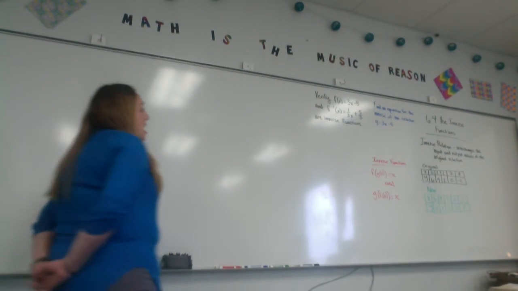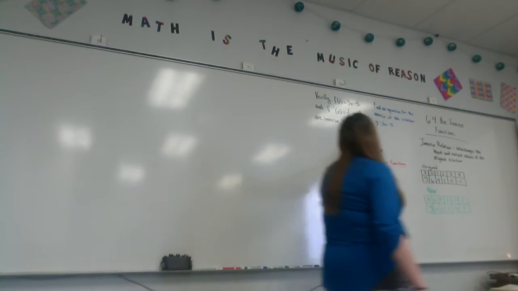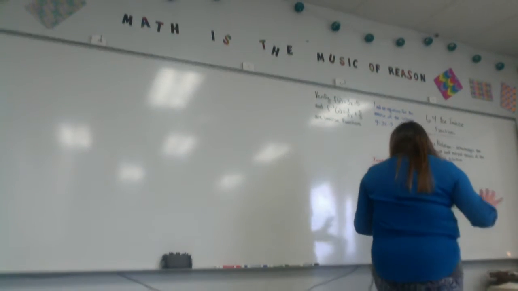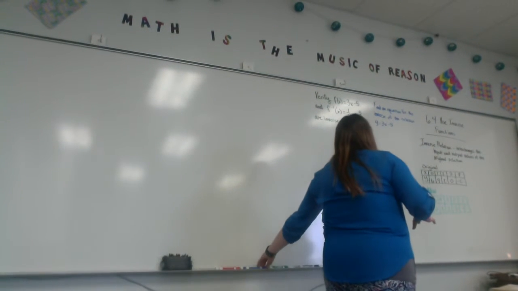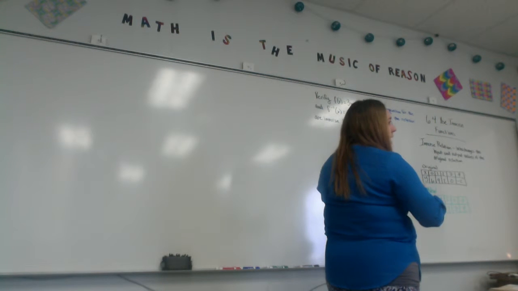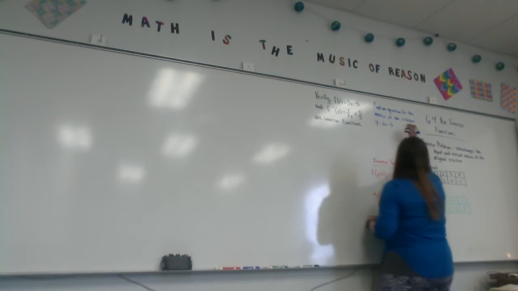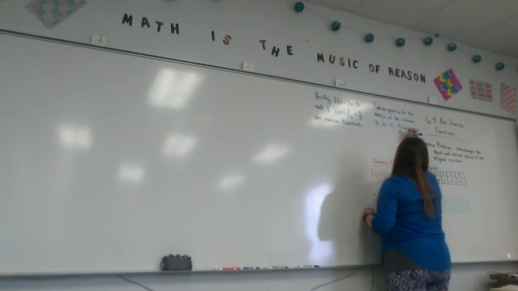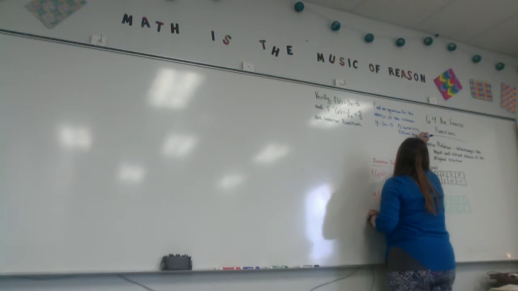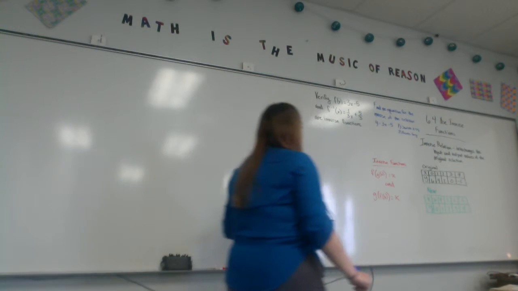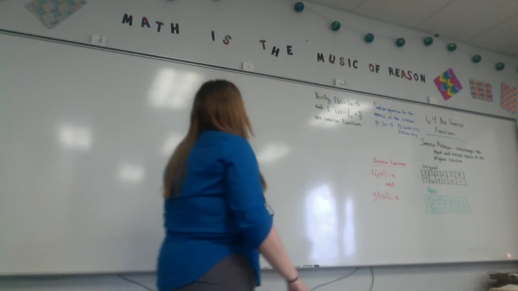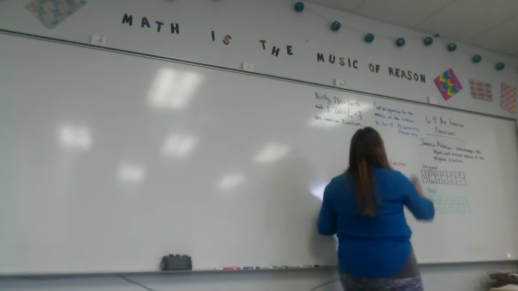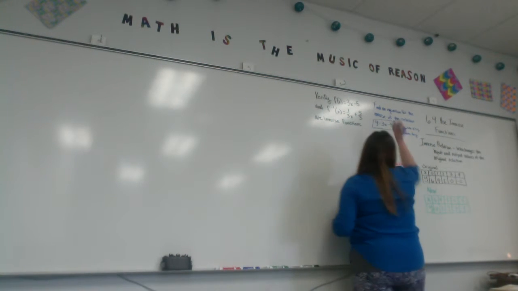If I want to find an equation for the inverse of a relation, it's very, very simple. What you do is you switch x and y and resolve for y. So if I want to switch x and y and resolve for y, how would I start to figure out what the inverse of y equals 3x minus 5 is?